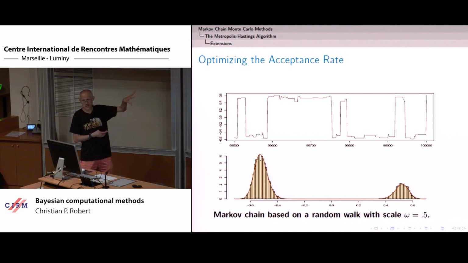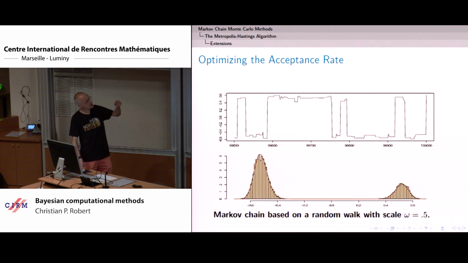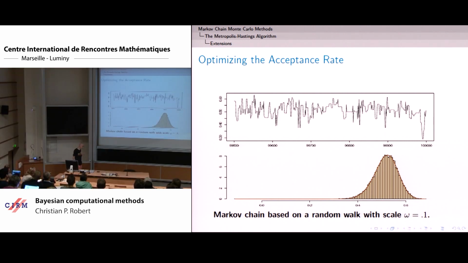But then if you plot the histogram against the target, you realize there is a second mode that is actually the largest one, and in the previous simulation you were stuck at the wrong mode. So the choice of the scale is important, and high acceptance rates, as in this picture, are not necessarily meaning that the chain is converging correctly to the target.